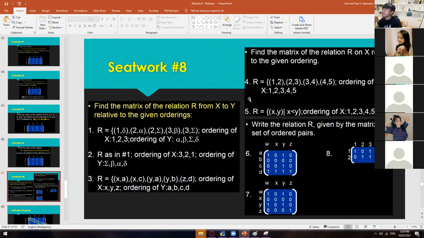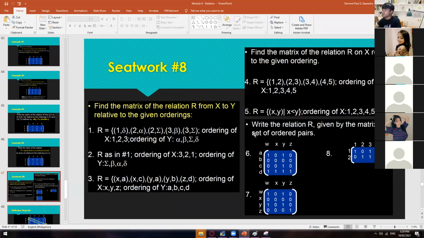And for number 4 and 5, find the matrix of the relation R on X relative to the given ordering. Okay. So yeah, this one is a lot easier since we only have one ordering. 1, 2, 3, 4, 5. 1, 2, 3, 4, 5. And the relation is already given, but in here, the relation is not yet given. So you have to verify what those relations or set order are.